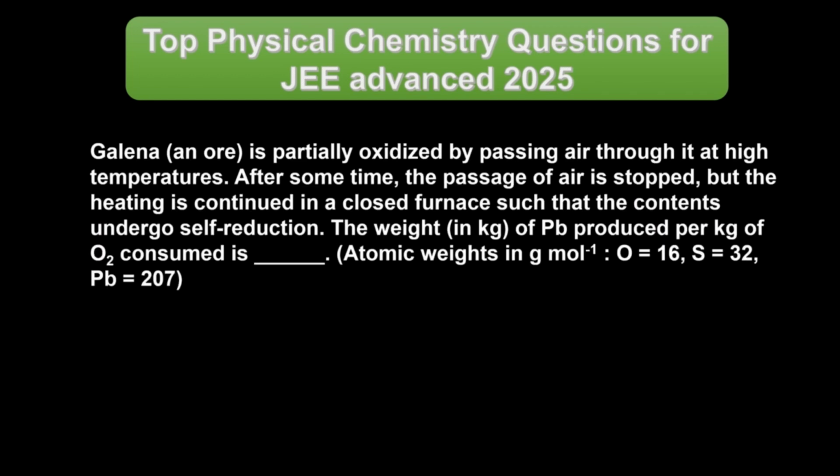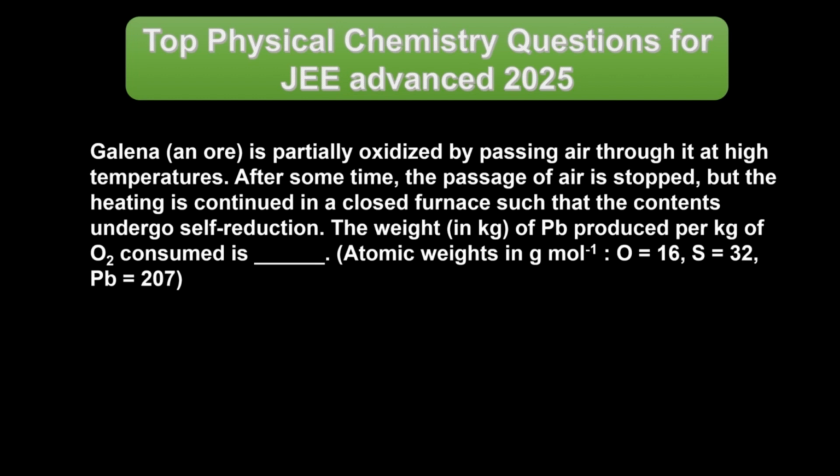Moving on to the next question, from metallurgy. Galena is partially oxidized by passing air through it at high temperatures. After some time, the passage of air is stopped, but the heating is continued in a closed furnace such that the contents undergo self-reduction. The weight of the Pb produced per kilogram of O2 consumed is?